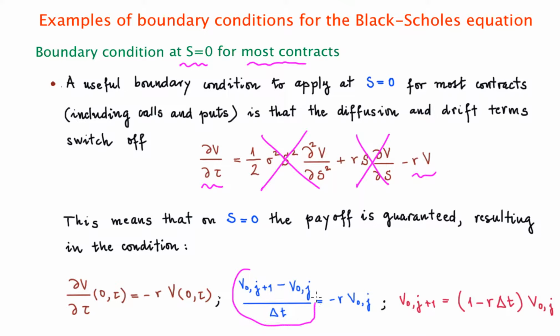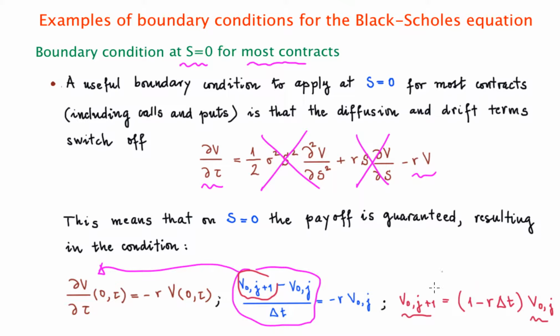This is the one corresponding to the time derivative we do have here on the left. And then on the right, we have minus r times this V evaluated at index 0 at any time j. So from here, we can clear the value of the option evaluated at 0, j plus 1 as a function of the value of the option evaluated at 0 at time j. So we have another relation between these times.